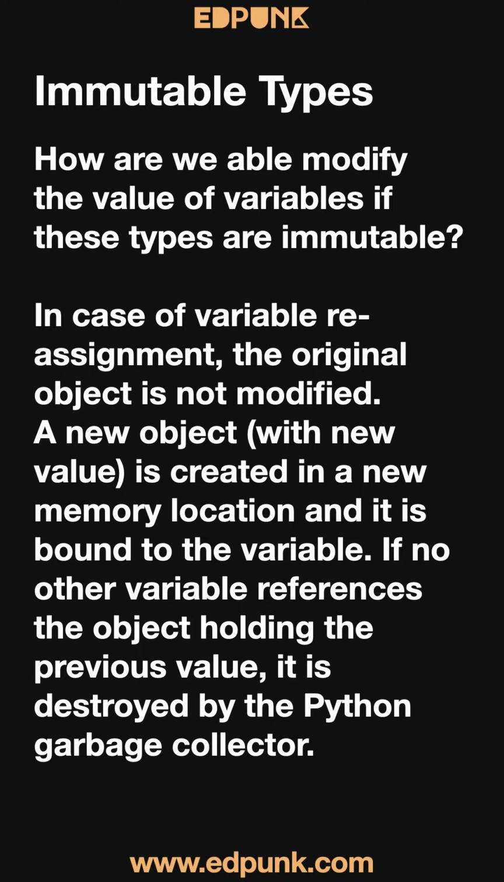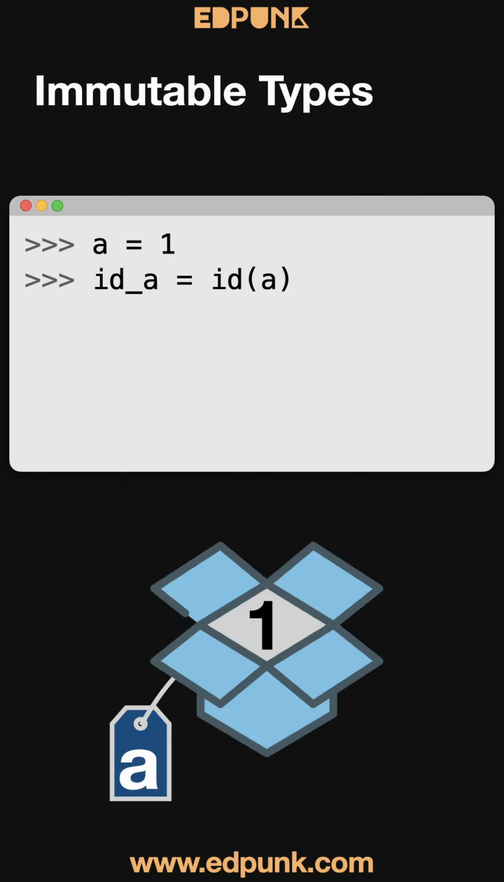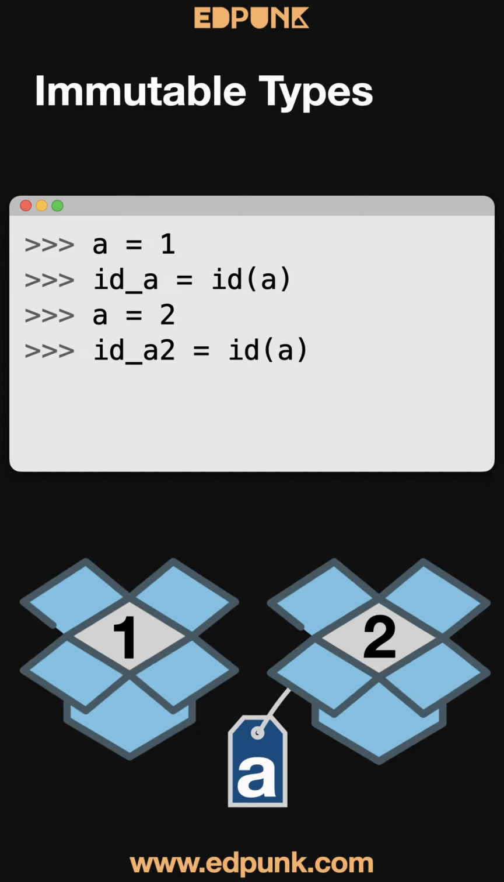Let us take an example. When we assign the value 1 to a, a new object is created with the value 1 and variable name a references it. Now, if we modify the value of a to 2, a new object is created with the value 2. You can confirm the creation of a new object using the id function, which returns a new object id after reassignment.